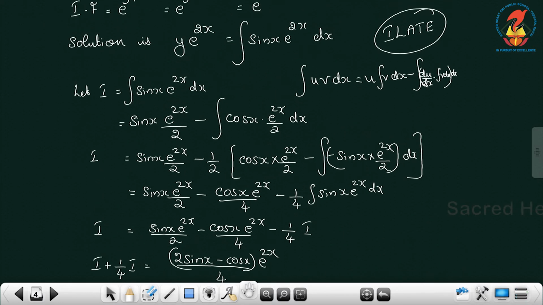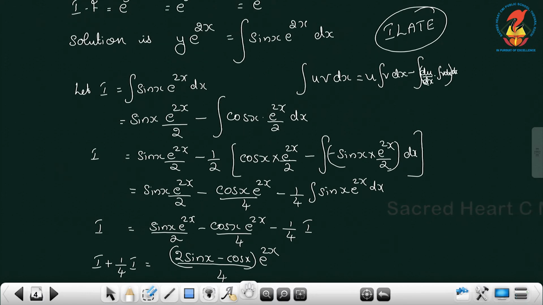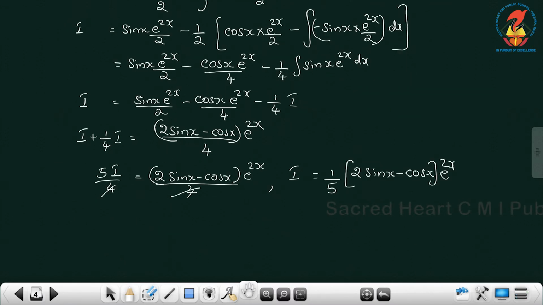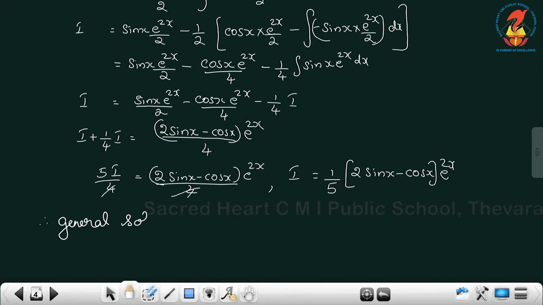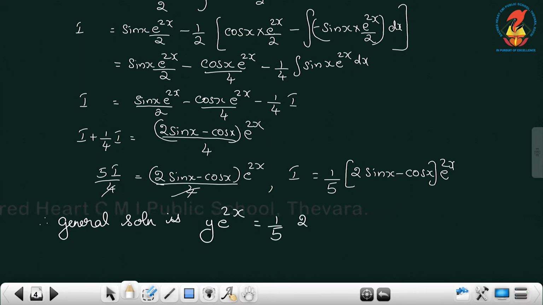So you have to write this one: y e raised to 2x is equal to, therefore, the general solution: y e raised to 2x is equal to 1 by 5 (2 sin x minus cos x) e raised to 2x, and you have to put one c.